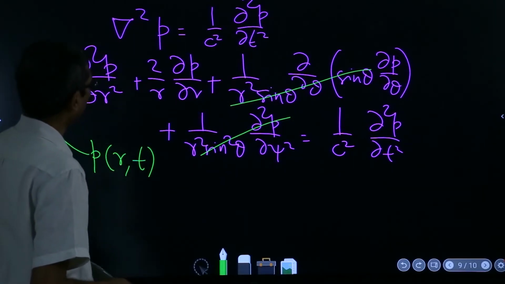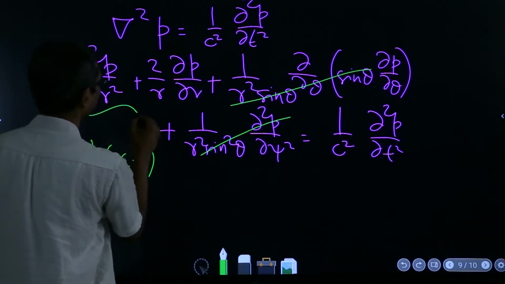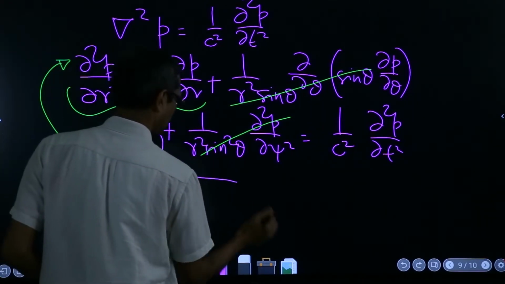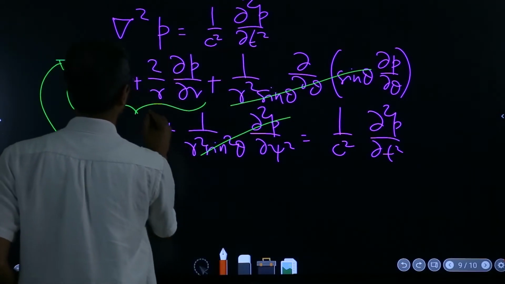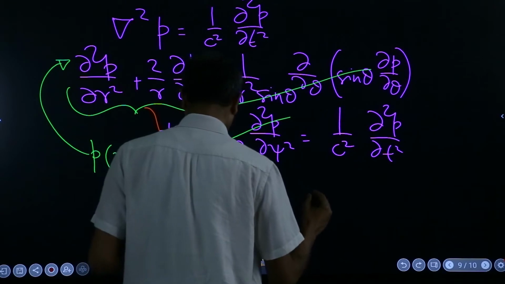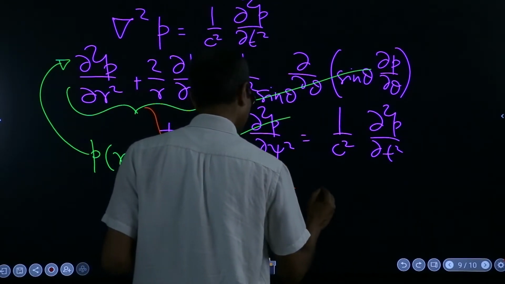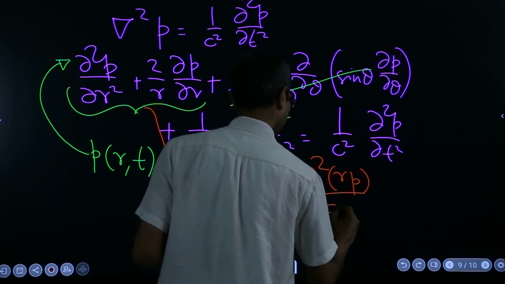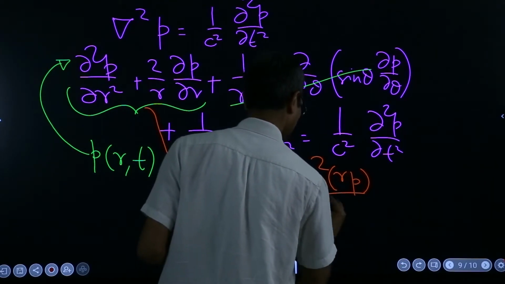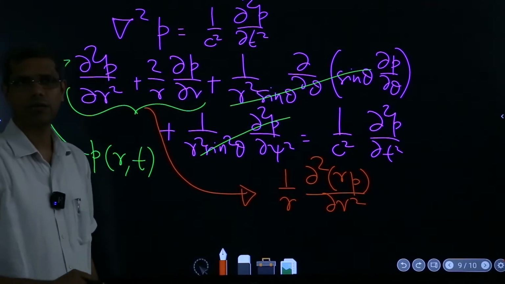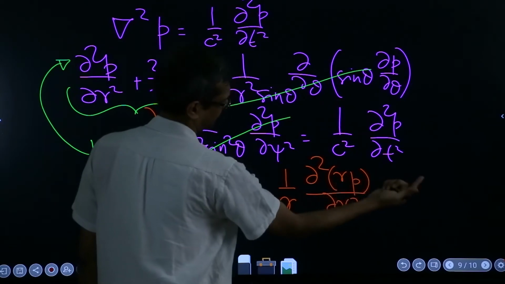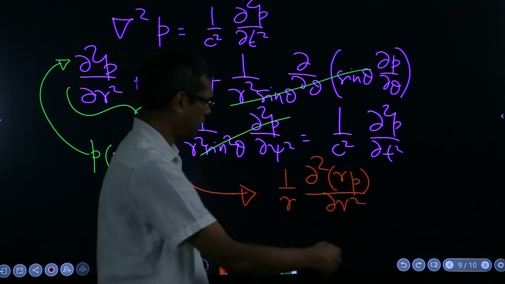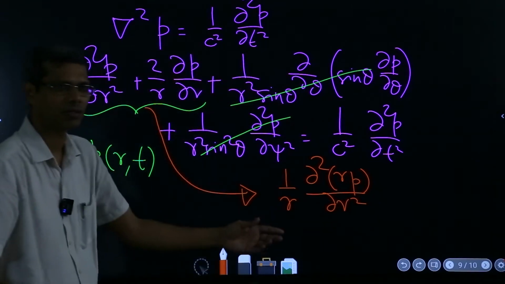Now, to solve this, what we can do is write this part as 1 over r times d by dr of r square dP by dr. This will bring out two terms. First differentiation will bring two terms. You can do that.